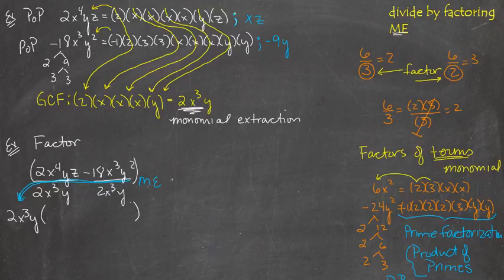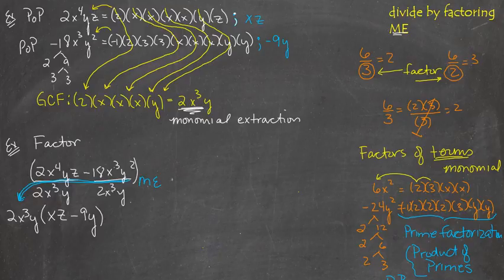And then once I divide both terms by that factor, what's left? Well, 2x to the fourth yz. 2 divides 2, leaving 1. X to the fourth divided by x cubed just leaves 1x. Y divides y, leaving 1. And z. Minus 18 divided by 2 leaves 9. X cubed divided by x cubed is just 1, and y squared divided by y equals y. I guess I can move this parenthesis over. Thought I'd need more room.